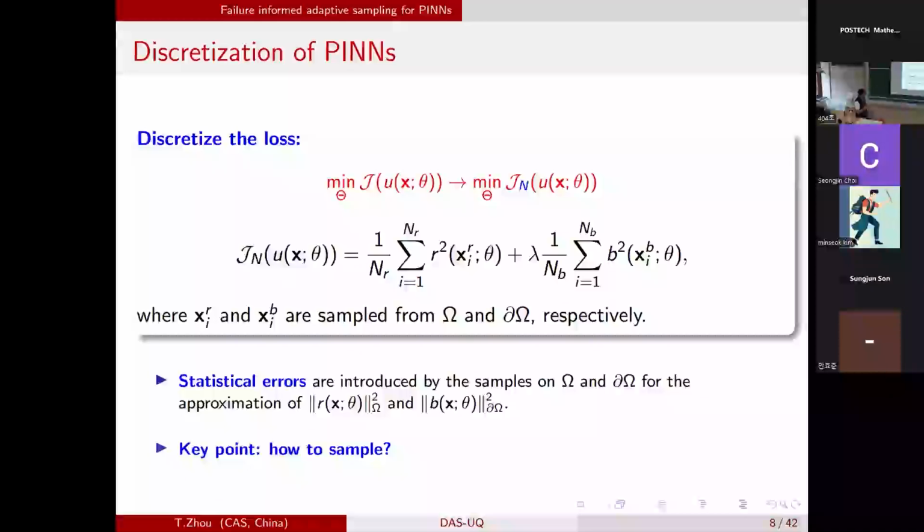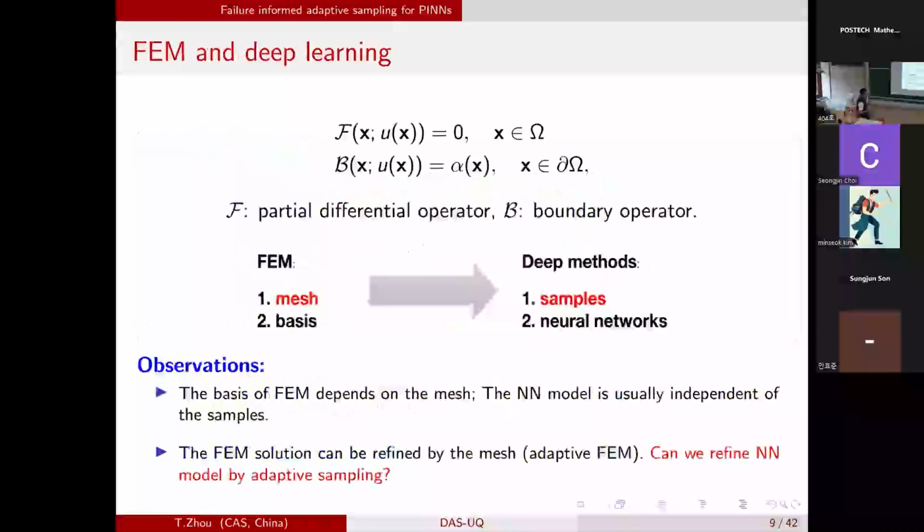But you can also argue about how to choose the activation function, how to choose the basis in the neural network functions. So that's another topic. There are a lot of topics to do actually, but here we just focus on one of them: how to sample the domain, how to choose the training points.